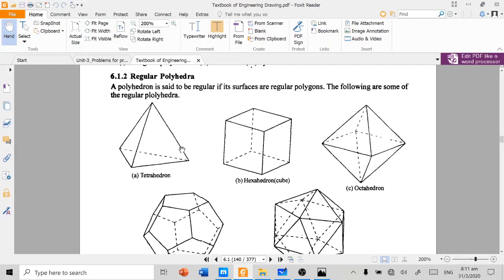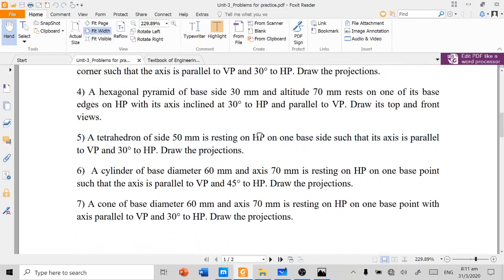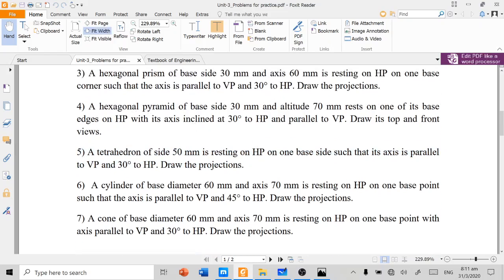For drawing the tetrahedron, we need not have the axis height in the problem. You can see in all other problems in this problem set, every solid is given with its base side length and axis height. But in the case of the tetrahedron, we need not mention the axis height of the solid. Without knowing the axis height, we can draw the lateral view of the tetrahedron. Let's see how to draw it and how to solve this problem by drawing the front and top views of the tetrahedron.